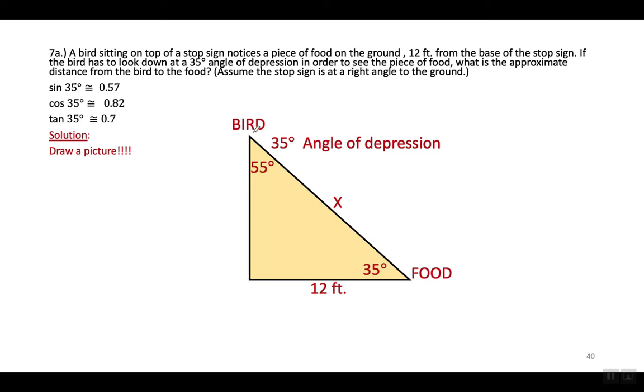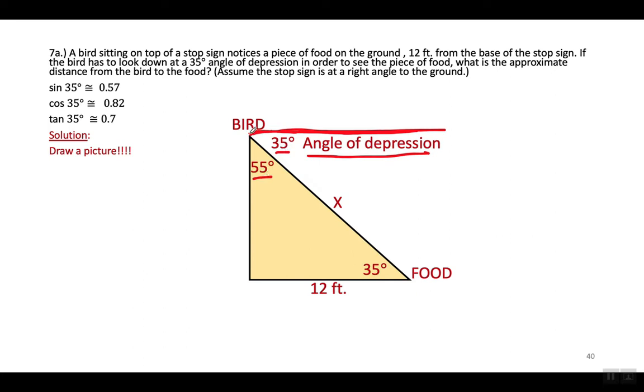Now, something that was not in the book, but it is on this test, is this word, an angle of depression. An angle of depression is created by starting at this horizontal line and going down. So this is the 35-degree angle of depression that the bird creates when he looks down. But that means that inside this triangle, this is 55 degrees. That's very important because if you mess up and write the 35 degrees in here, that's going to totally mess up your answer.